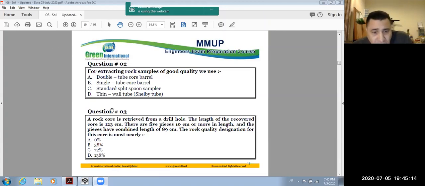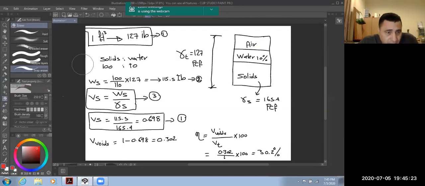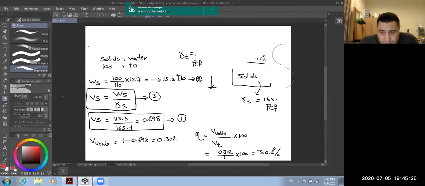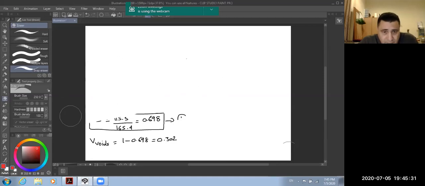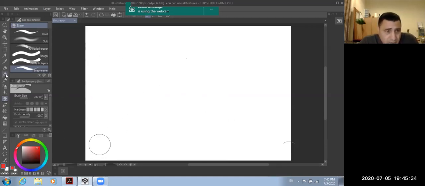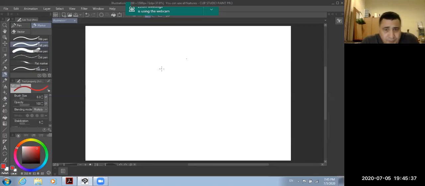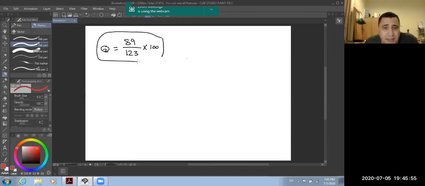Fifth, yes. How did you solve this one? It's very simple, very simple. You have 89. Quality is equal to 89 over the total length, multiplied by 100. Easy going formula, and this is in your material.